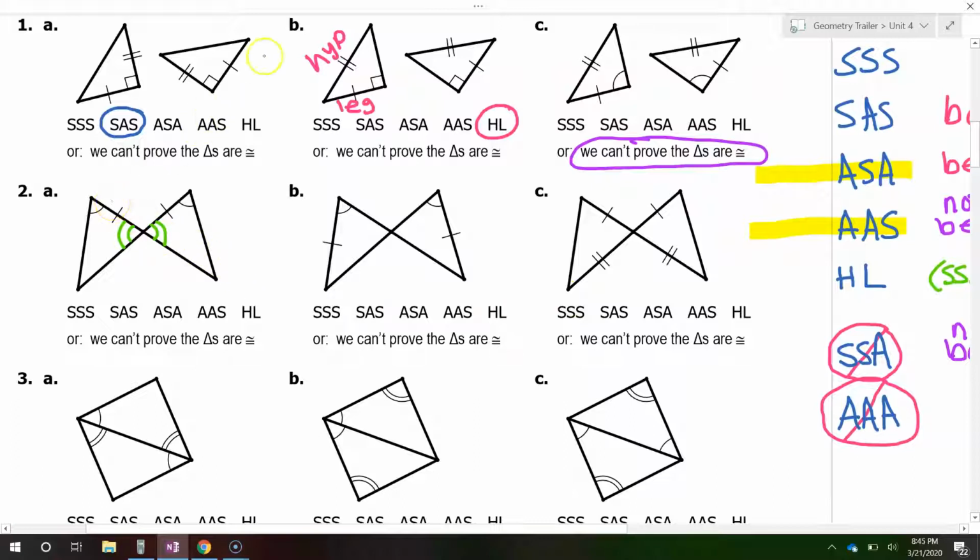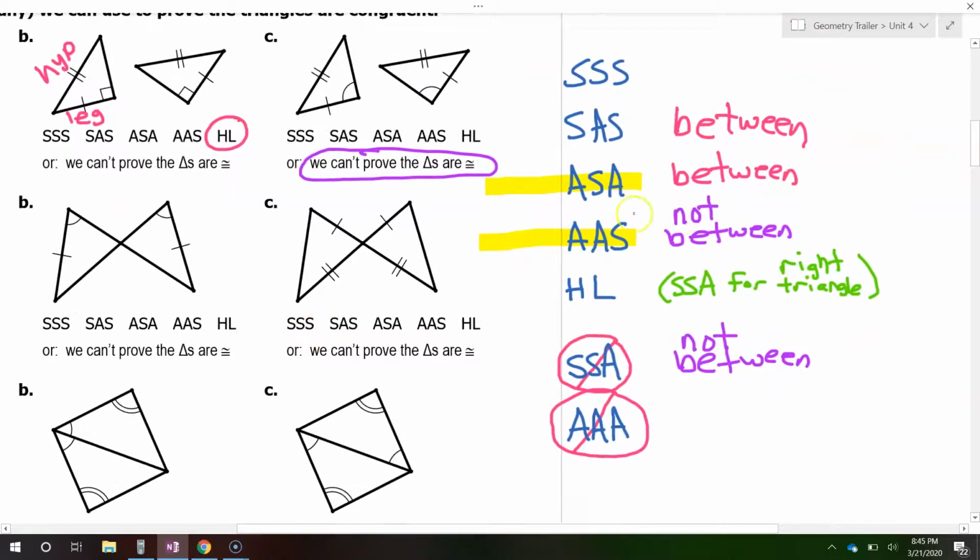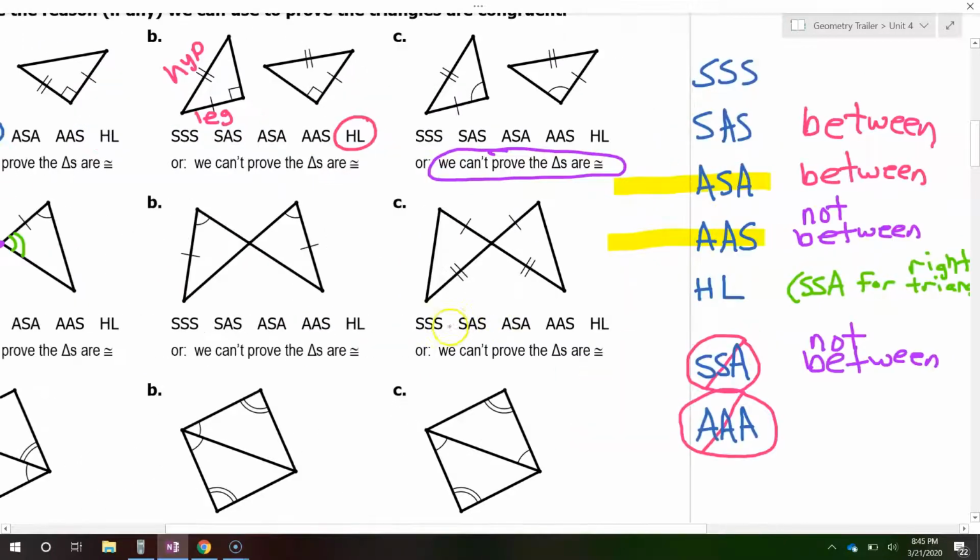Well, I see that I have one angle marked here, and I have another angle marked here. If I connect those dots, it shows me the side that is between them, and that is the side that is marked. All right, so the side is between the two angles, so that makes it angle side angle.